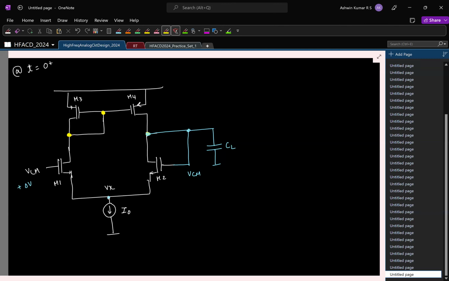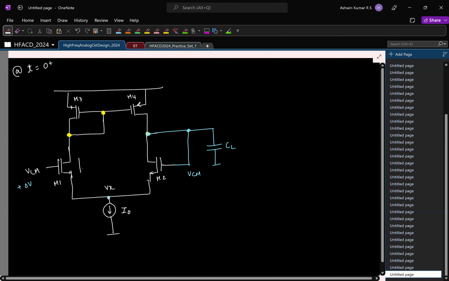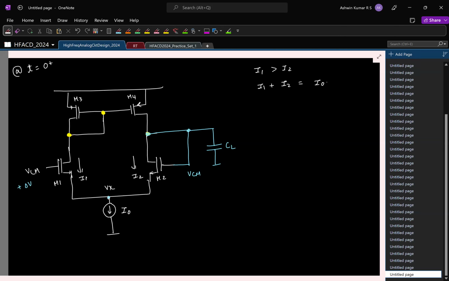Now you see, if I mark these two currents as, say, I1, I2, which of the two currents do you think will be higher? I1, because gate voltage is higher, so I1 is greater than I2. But what can you say about the sum of the two currents? That has to be I0 fixed by the current source. So now I know that if I apply a delta V step, I2 is going to be smaller, I1 is going to be larger.